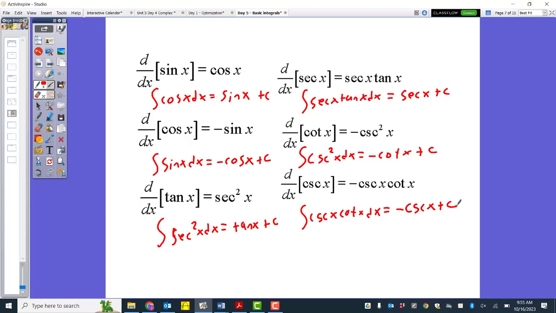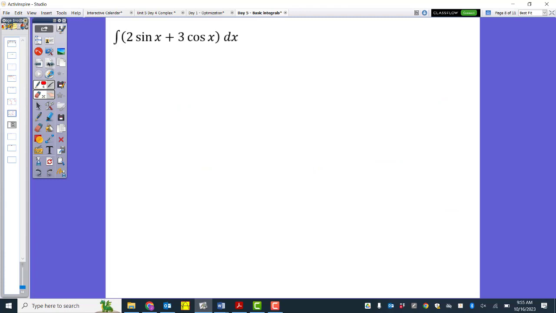And we can look at some practice of these. All right, so the idea is just doing the integral of each individual term. Integral of sine is negative cosine, plus integral of cosine is sine, 3 sine x, and then plus c.